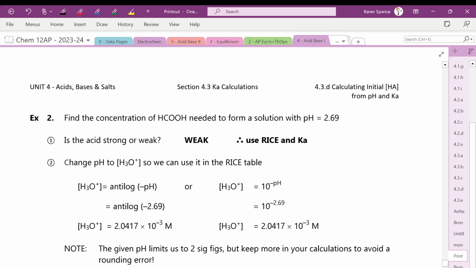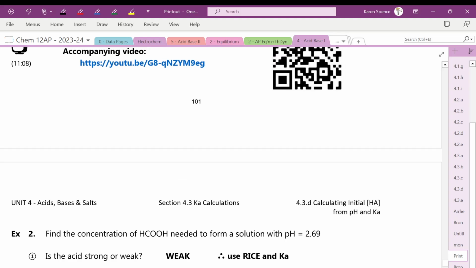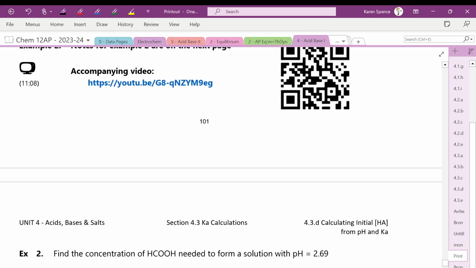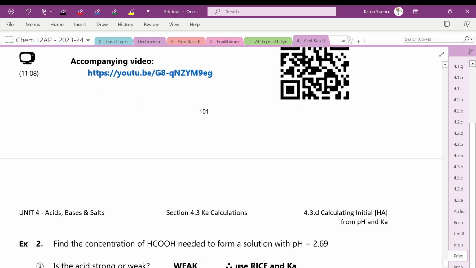Okay. You guys can try example 2 now. If you're still working on example 1 and you want me to show you anything, call me over. But yeah, start working on example 2. Give that a try.